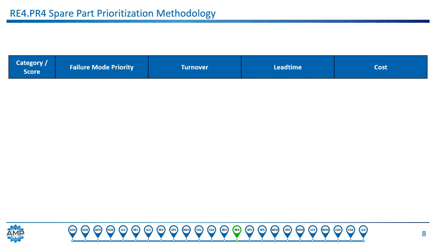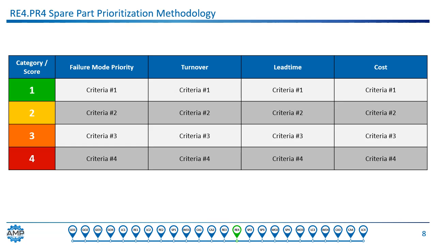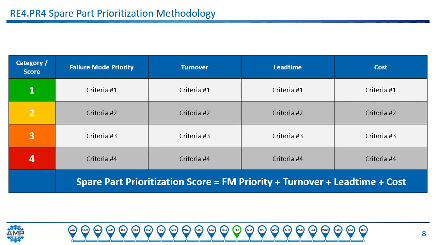How much of the spare part do we typically use or expect to use? The lead time, how long does it take to get the spare part when we realize we need it, and how much does it cost? Again, we set up criteria as we have before and use that to develop a spare part prioritization score by combining all of these elements together.